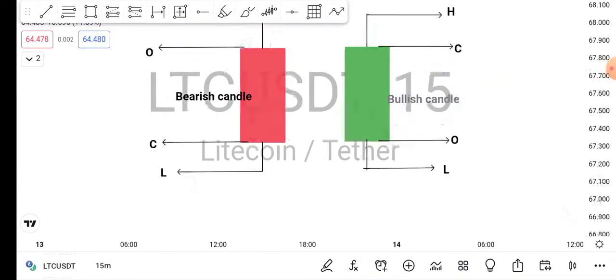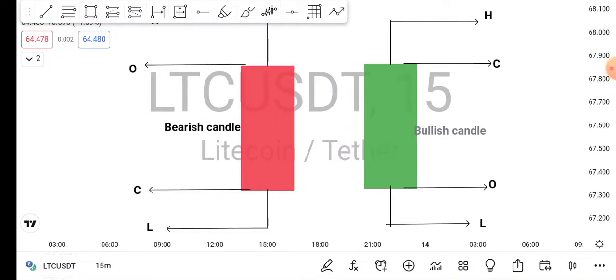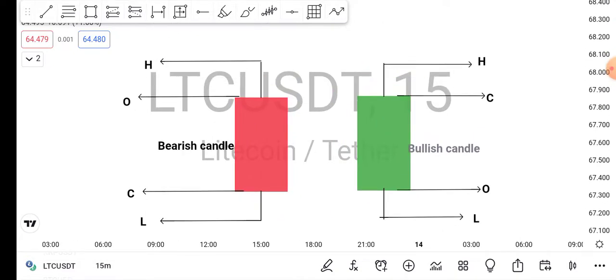Okay, so I already prepared something here. Remember I said we have two types of candlestick, the bullish candlestick and the bearish candlestick. For this video, the bullish candlestick is at the right and the bearish is at the left. The bullish is represented with the green color and the bearish is represented with the red color.